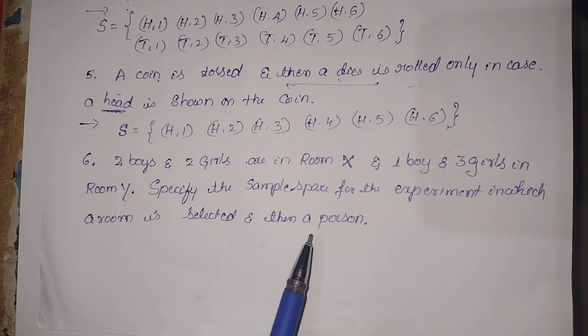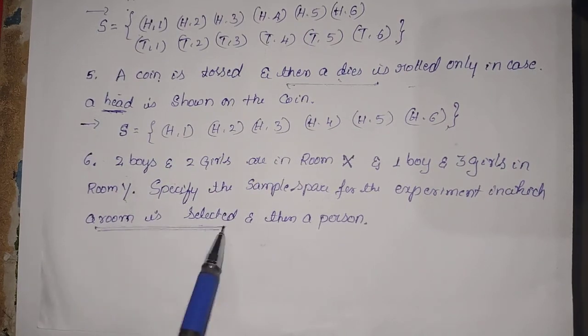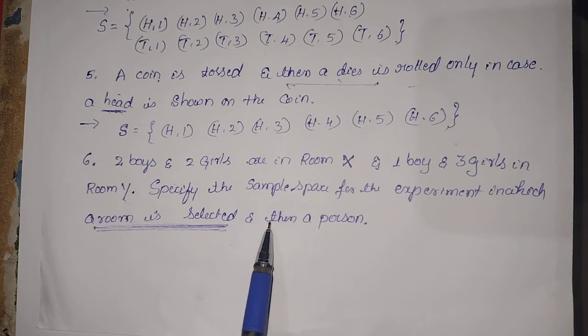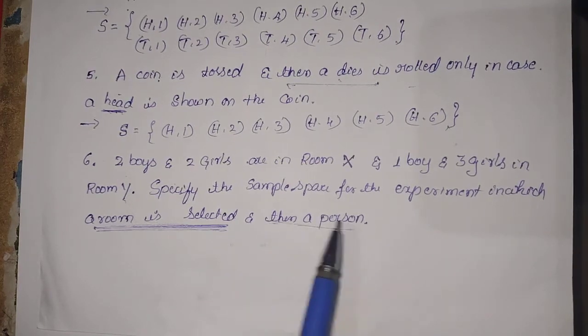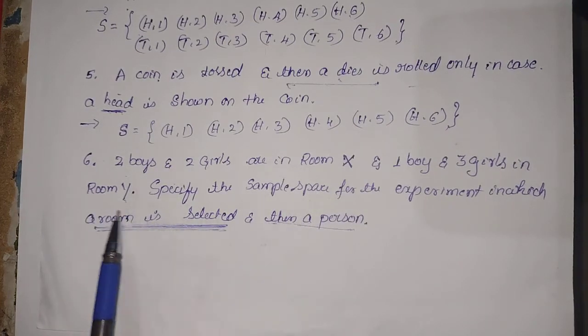First we have to select the room. First select the room and write the room first. Don't write the person first; then write the person. There are only two rooms, like X and Y. First mention the room, next the person.